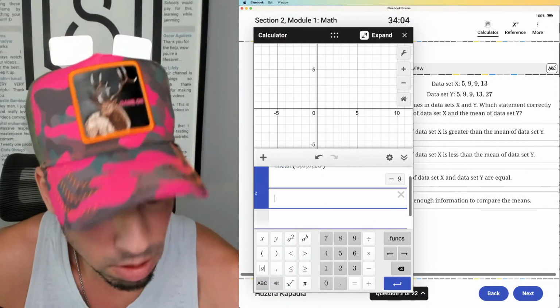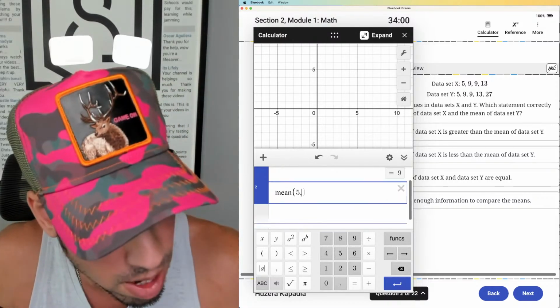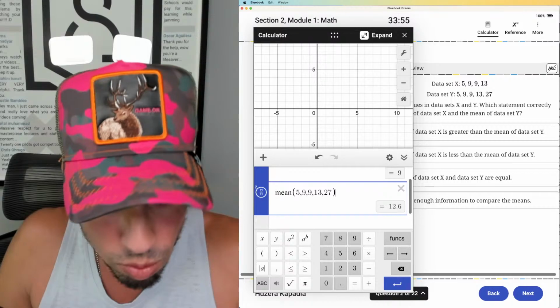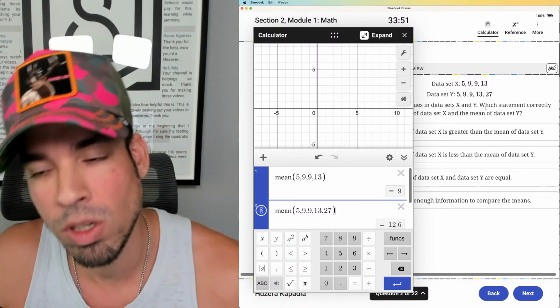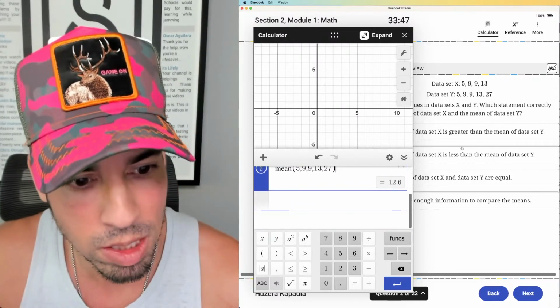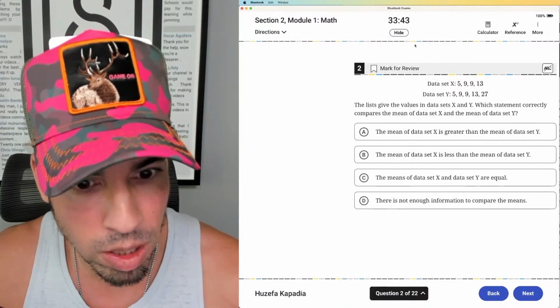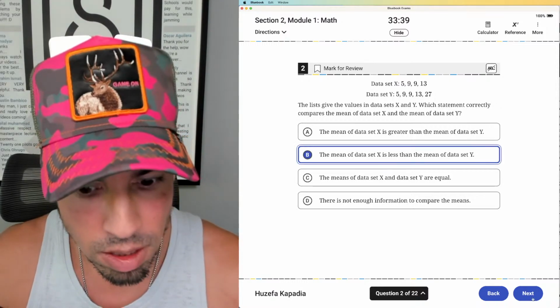You might not even remember what mean is, but just type it in. Hey, they want the mean. Let me type it in. 5, 9, 9, 13, 27. So they have this really awesome thing. And now you can see the second mean of data set. Well, I mean, you could eyeball it too. I'm not saying you can't, but if you don't know or remember what mean is, you can just type it in. Which one's bigger? Y has a greater mean. The mean of data set X is less. There you go. Boom, done.